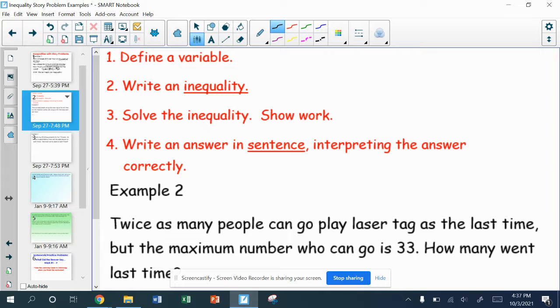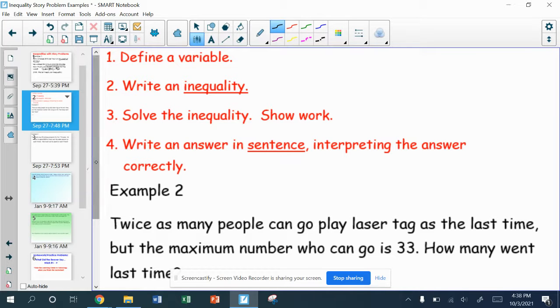When we're looking at our problems today, these are the steps that we're going to be following. It's not like we've got a checklist that you have to do exactly every single time. But when we say define a variable, we've done that before. That's where you're picking the variable for the thing that you are searching for. You're going to write an inequality instead of an equation, and then we solve it. Obviously, we're showing our work. And then when we're writing our answer, we want it to be not just a number answer. We want labels. We want to explain what's happening here.